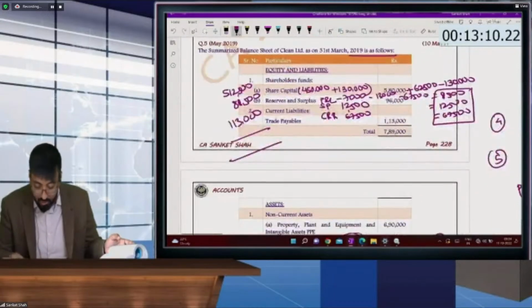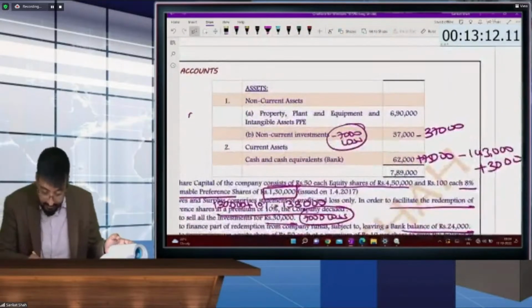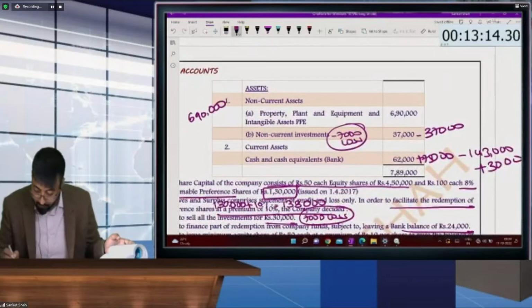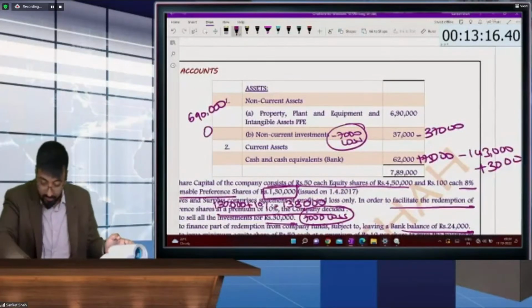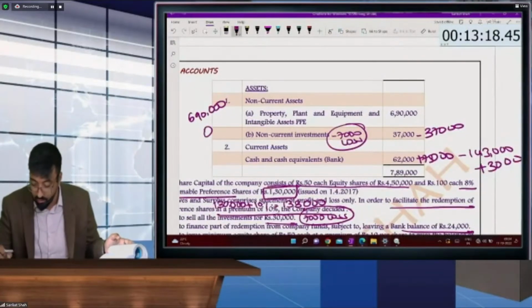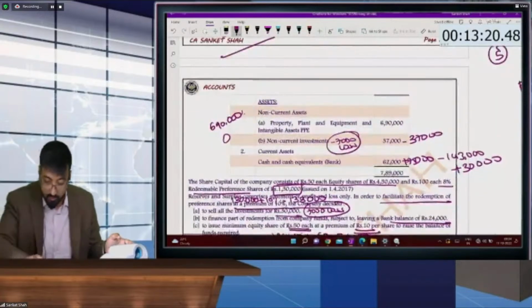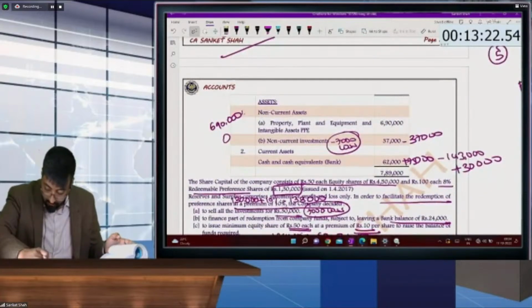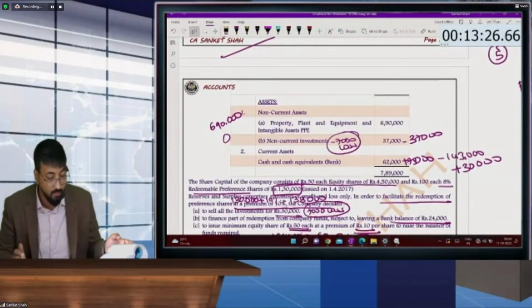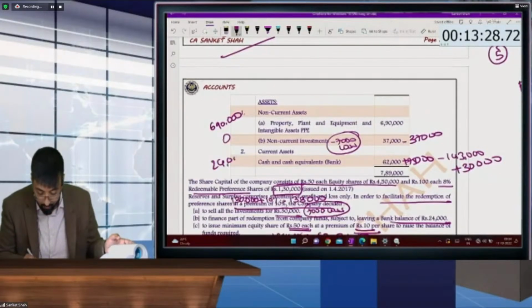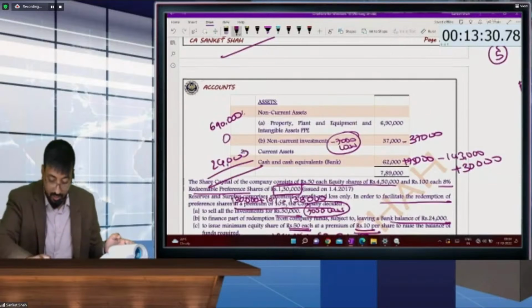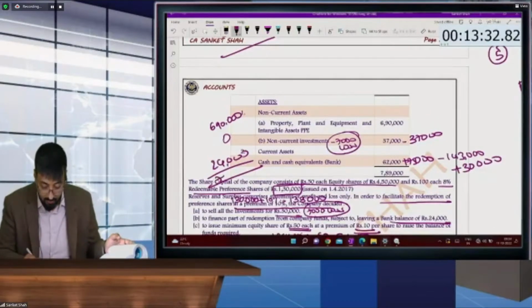Update your balance sheet on question 690. Non-current investment 0 and cash balance is already written. Na? Cash and cash balance plus 75 minus 143 plus 30. So 24,000. Yes, I left with 24,000. My balance sheet is getting tallied at 7,14,000.